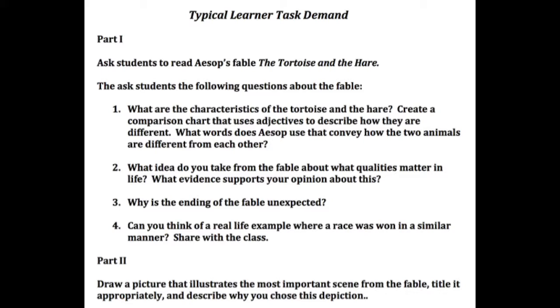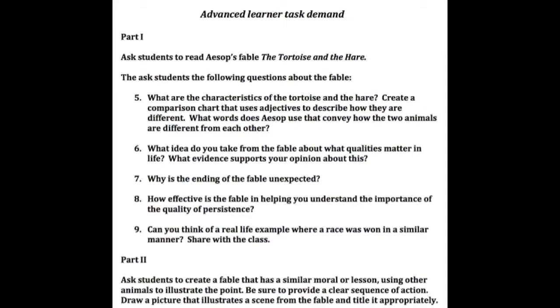In this example lesson, the typical learner was going to be illustrating a scene from the story and titling their illustration. They then would have to defend why they chose the scene they did and why they chose the title they did. By contrast, the gifted students were asked to write their own fable using one that the similar theme or moral.